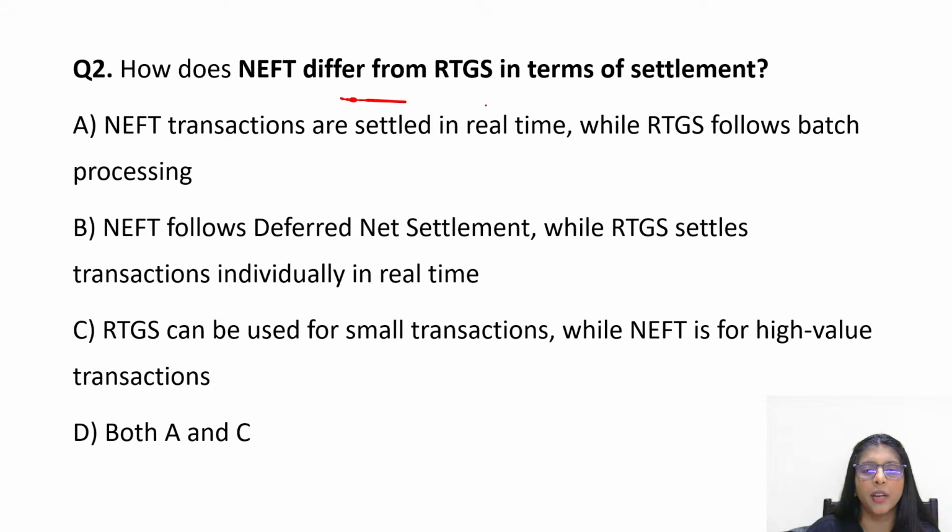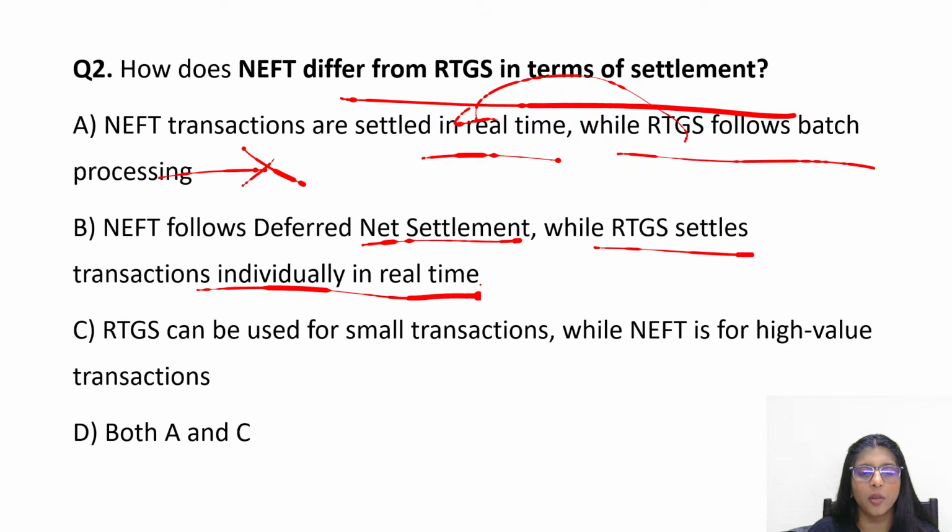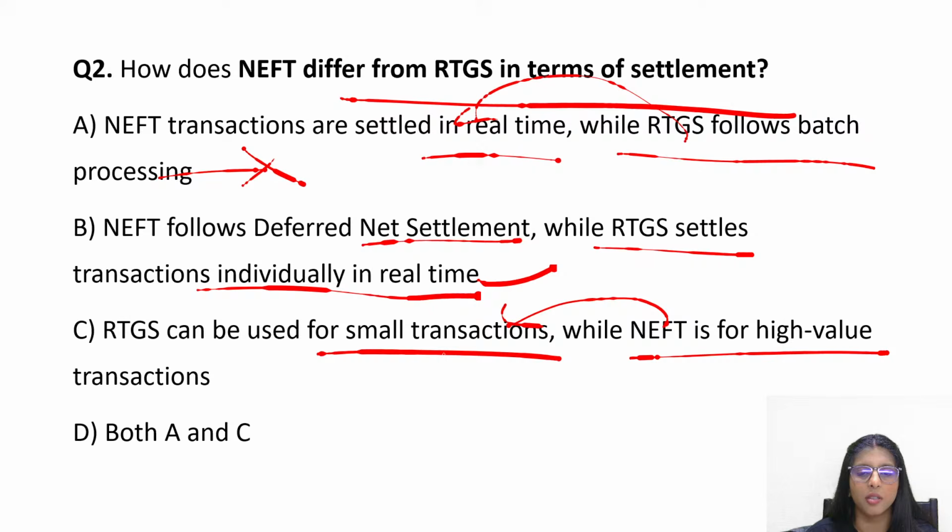How does NEFT differ from RTGS in terms of settlement? NEFT transactions settle in real time while RTGS follows batch processing. RTGS settles in real time, so it's an incorrect statement. NEFT follows deferred net settlement while RTGS settles transactions individually in real time. It's correct. RTGS can be used for small transactions, NEFT is for high value transactions. It's basically vice versa, so it's incorrect. So the correct statement is option B. Option B is the right answer.